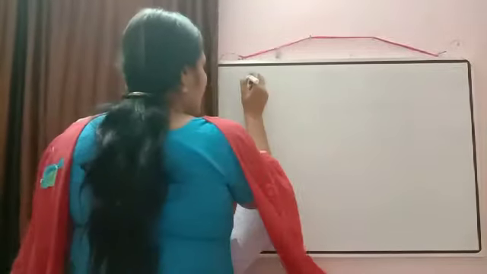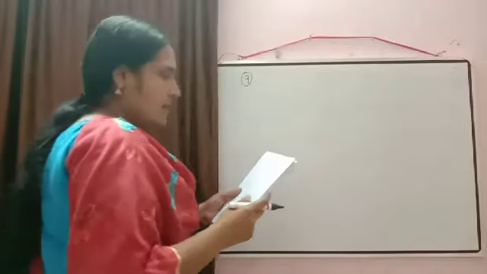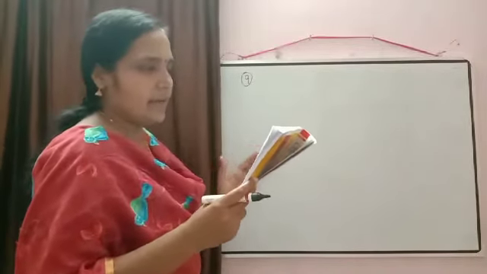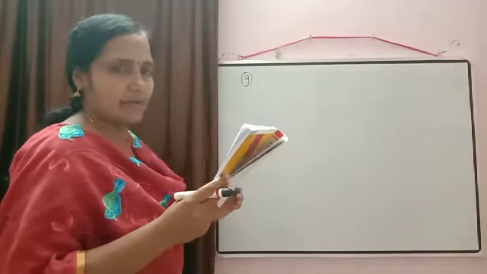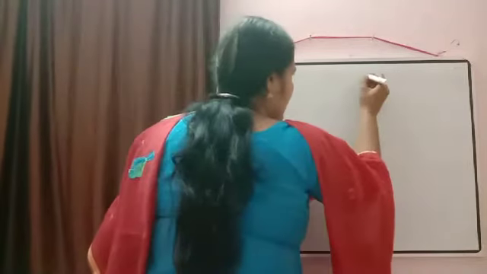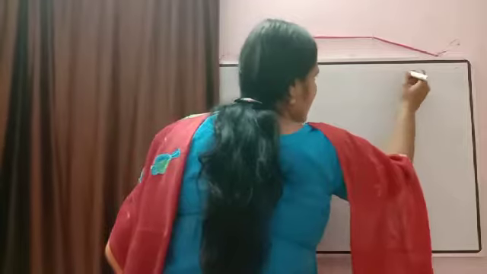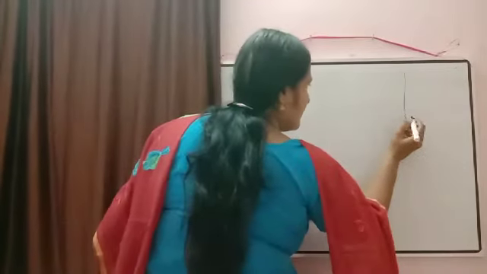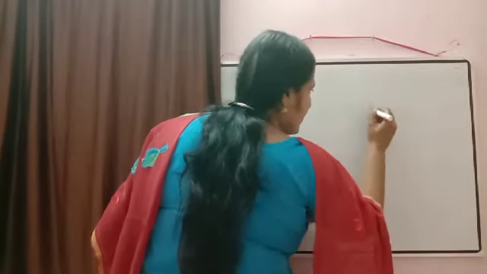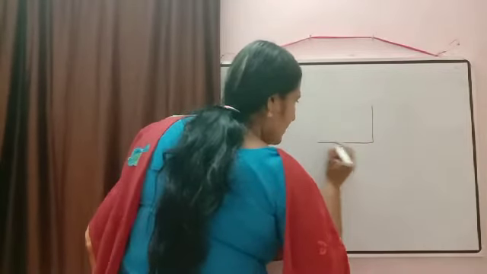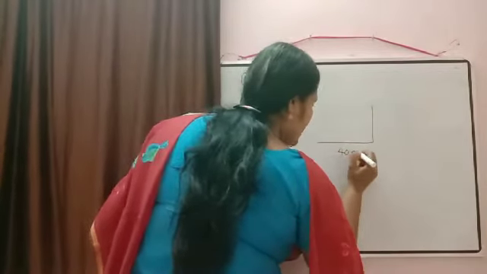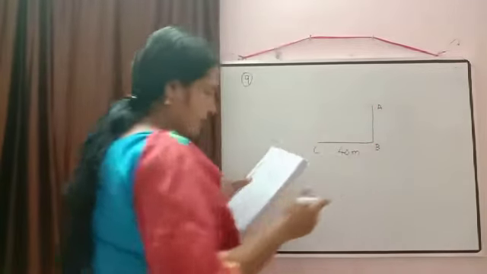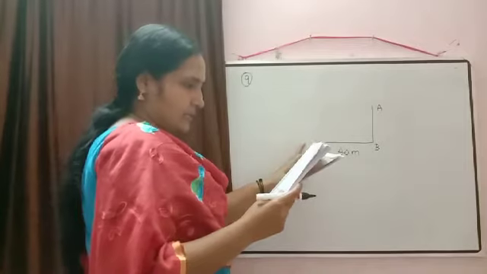question number 9. Just to check the question. From a point on the ground 40 meter away from the foot of the tower. So first we can draw a tower, and then from a point on the ground, which is 40 meter away from the tower. So this one A, B, C we marked. This is the point on the ground.